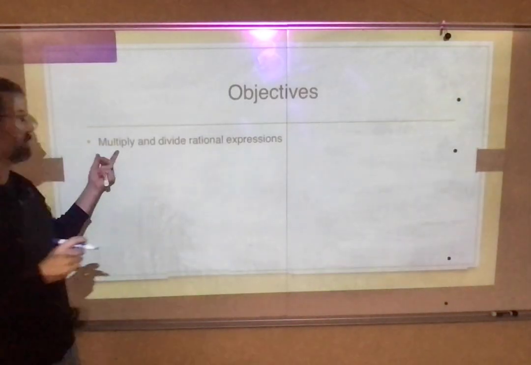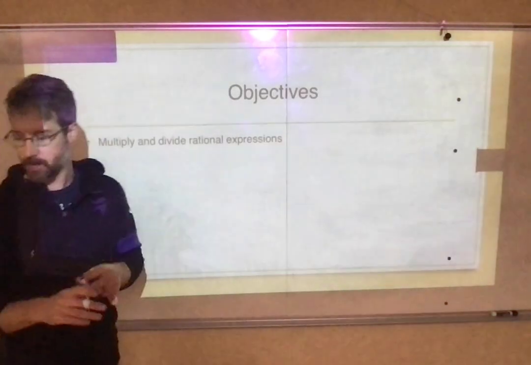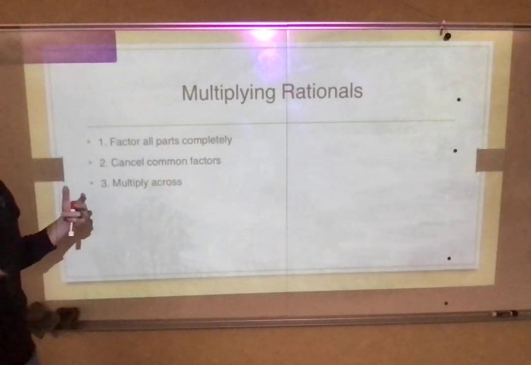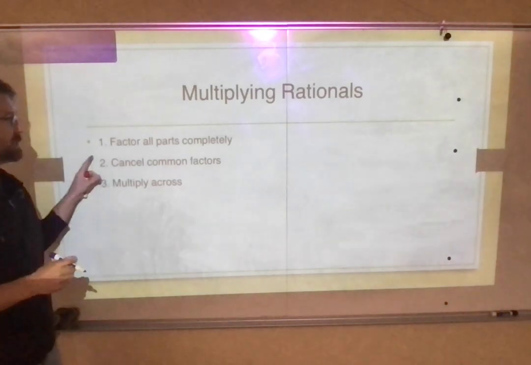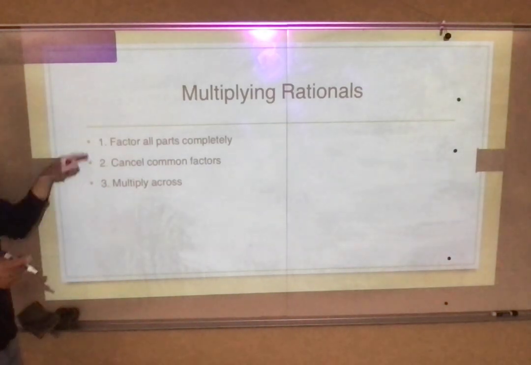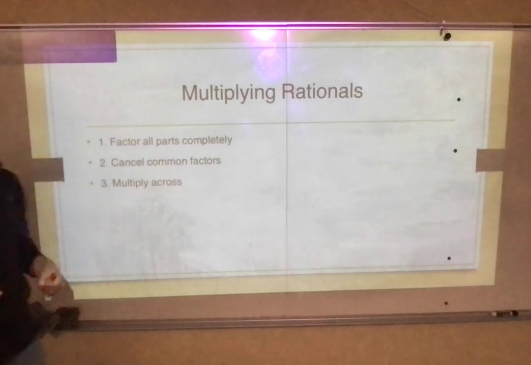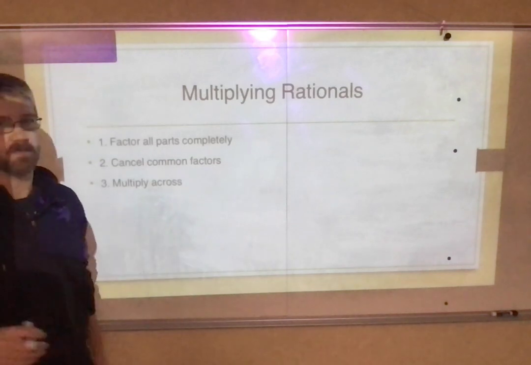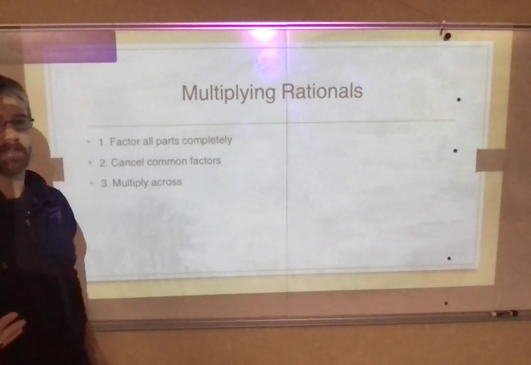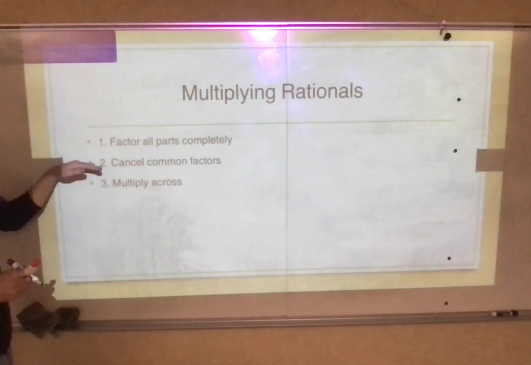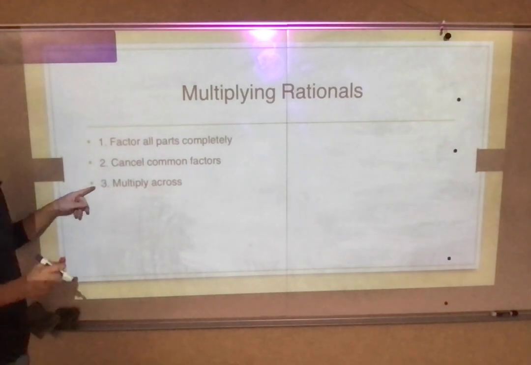In this video, we're going to be multiplying the rational expressions. So, these are our steps for the majority of the problems. We'll see the exception to this, but most of the problems you're going to be doing, you can follow these steps. Start out by factoring all parts completely, just like simplifying. Multiplying rationals and dividing rationals is pretty much the same as simplifying with just one extra step. Once we have everything factored, we will cancel the common factors. And then the last thing for multiplying is we'll multiply across.